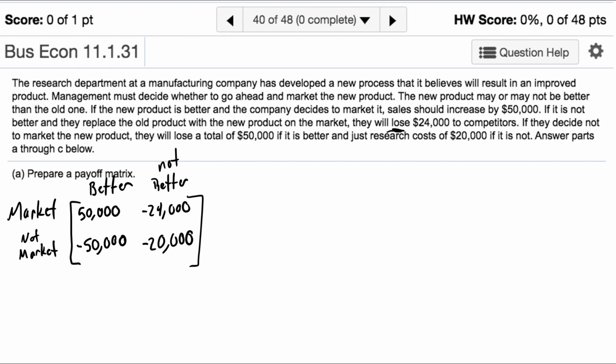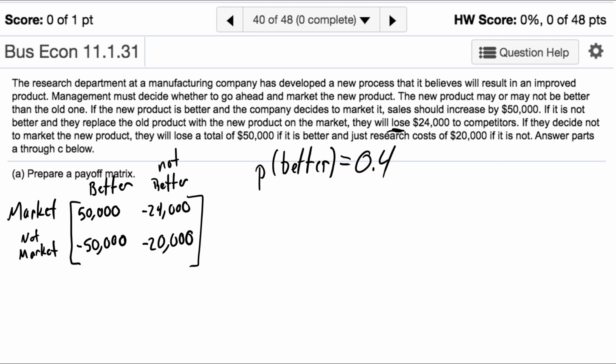Parts B and C. So B is we're going to compute the expected values for both based on whether or not they think it's better. So let's say that they think the probability that it's better is 40%. That automatically tells us the probability that it's not better is 60%, right? Because one of those two things has to happen.